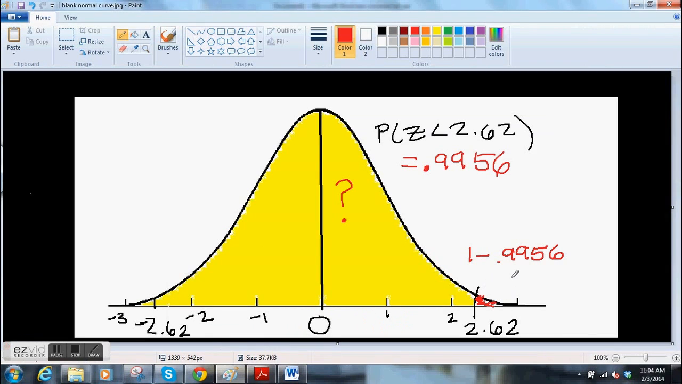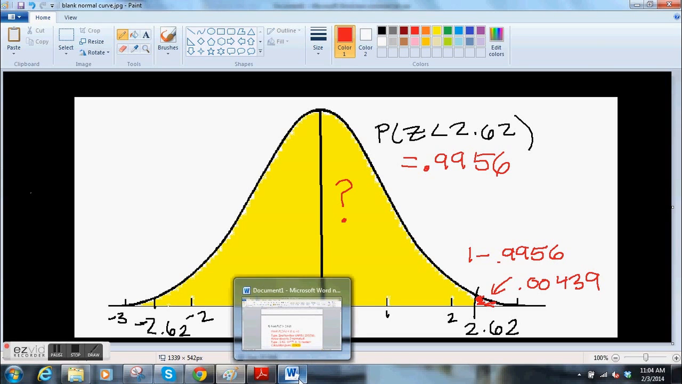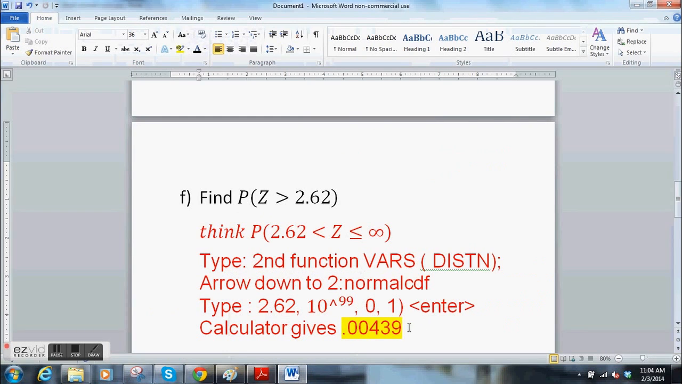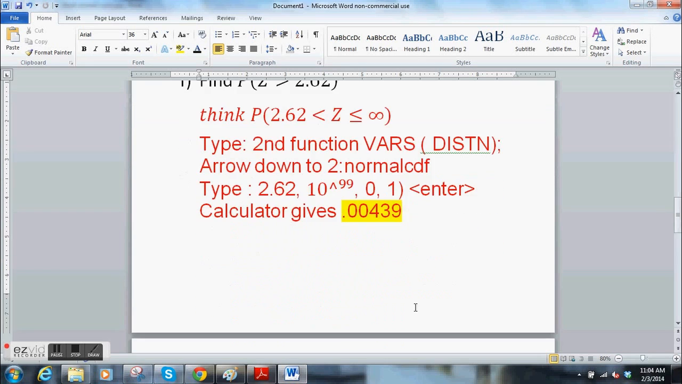0.0044, essentially. So that little area there is 0.004. The calculator says 39. The rounding errors are unimportant to me on a test. I'll tell you how many places I want you to round out, but I'm not going to mark you wrong if you write 0.0039 or 0.0044. Either way is fine.